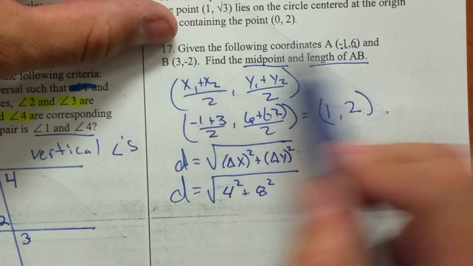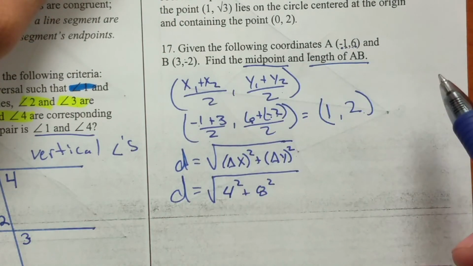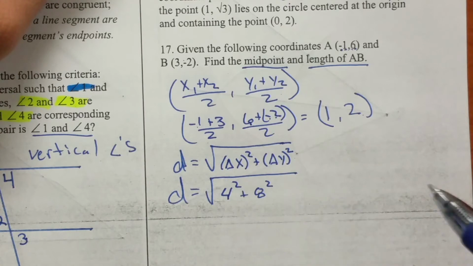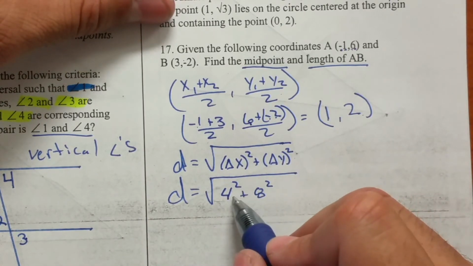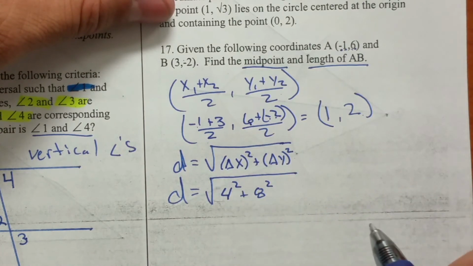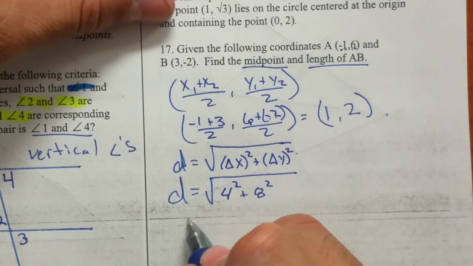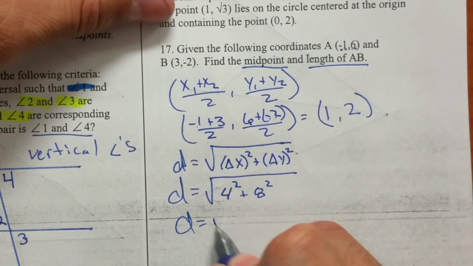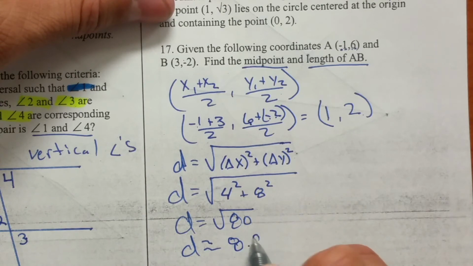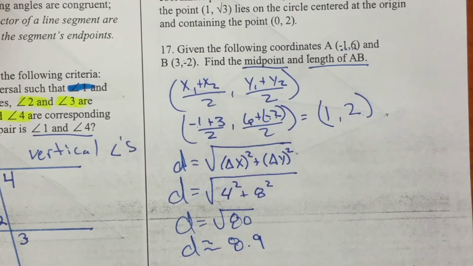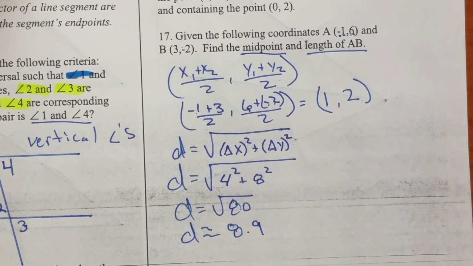So all I did is take these numbers. If you put them on a number line, you could count how far they're apart. Those are my deltas. So this gives me 16 and 64, which is 80. So d equals the square root of 80, which is about 8.9. You can do it in your calculator, you should get the same thing. So we found the midpoint and we found the length.